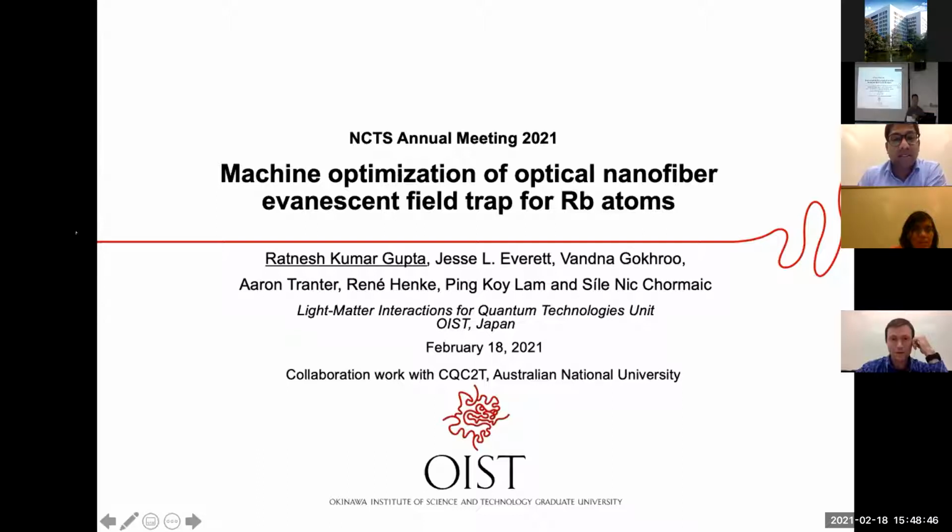So my name is Ratnesh and I'm a PhD student in Professor Sheila Nikurmaik's group at OIST Japan. Today I'll be presenting our work where we used a machine learning approach to improve the number of rubidium-87 atoms trapped in an evanescent dipole trap around an optical nanofiber. This work is done in collaboration with Professor P.K. Lam's group from the Centre for Quantum Computation and Quantum Communication Technologies at Australian National University.